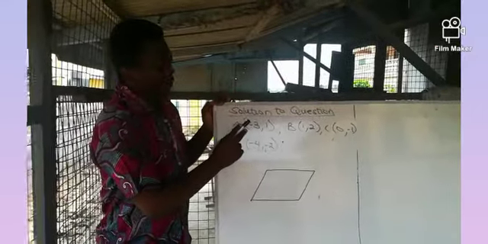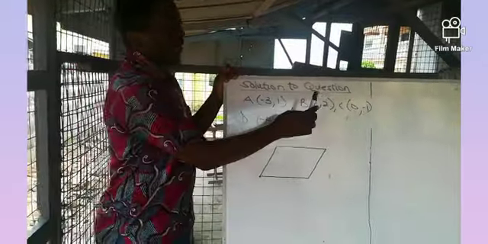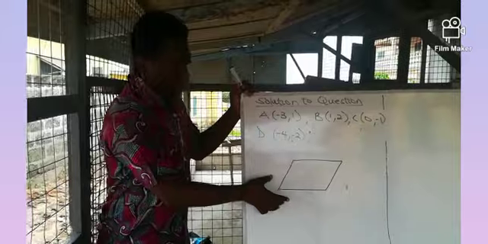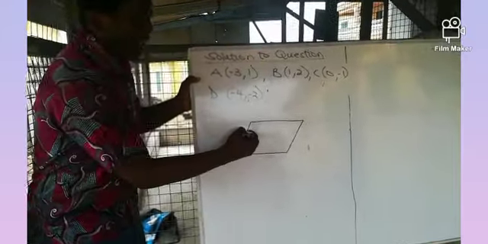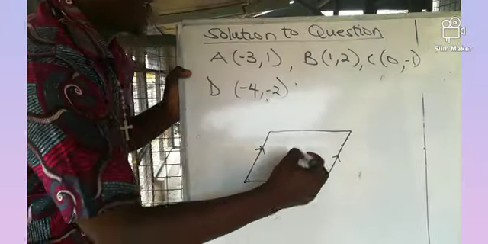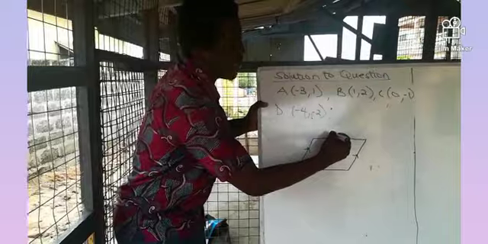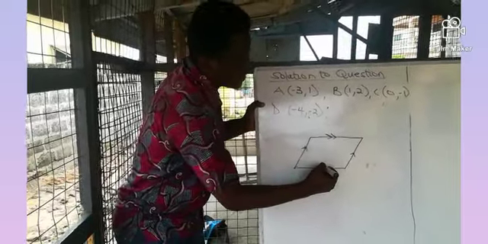The question was asking us to show if A, B, C, and D are the vertices of a parallelogram. So to show that A, B, C, and D are the vertices of a parallelogram, you have to draw a parallelogram, as I've drawn over here. In a parallelogram, you have to know that this side and this side are parallel. At the same time, this side and this side are also parallel.